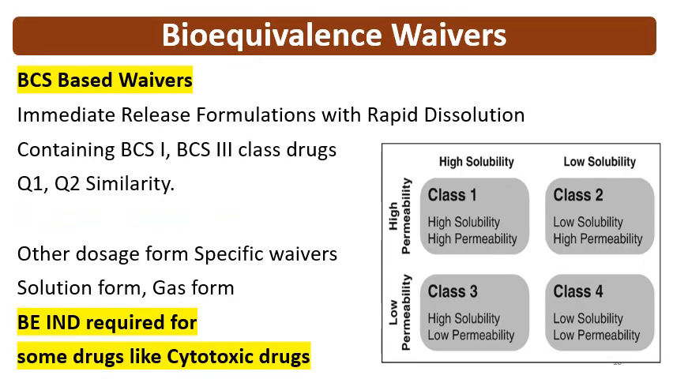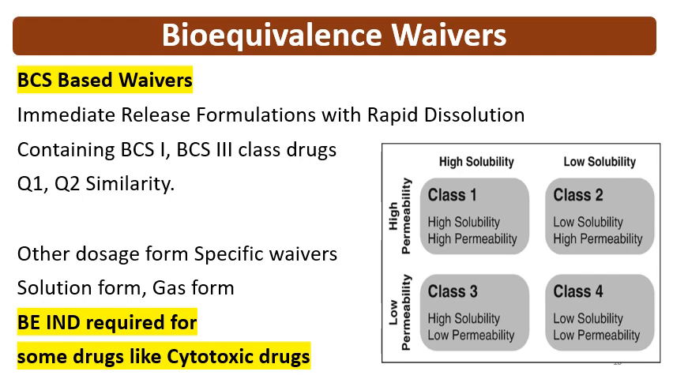Then coming to the BCS based biowaiver. BCS class 1 and 3 are the classes of BCS which are highly soluble, and class 2 and 4 are low soluble. So a BCS based biowaiver can be taken for the formulations containing BCS class 1 and 3 drugs, and which are showing rapid dissolution with Q1 Q2 similarity. So I have made a video on BCS based biowaivers. There I have mentioned all the requirements in very much detail.